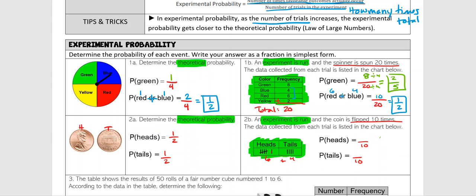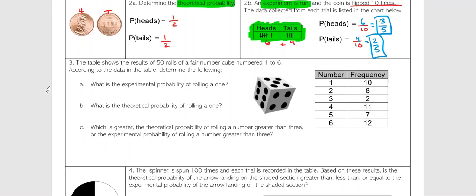And if I look at this, we can figure out the number of heads. There were 6 here out of 10. We divide each of those by 2. We get 3 over 5 for the experimental probability of heads, and 4 out of 10, which reduces to 2 out of 5. So again, these aren't exactly equal, but they're close.